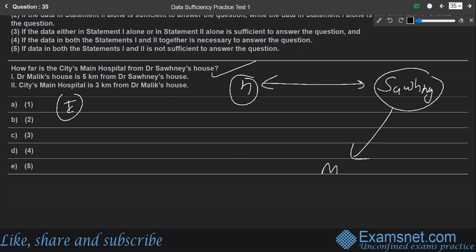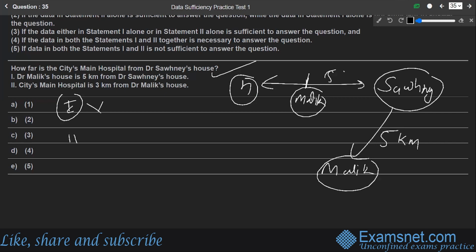Let's say Dr. Malik's house is here. So Dr. Malik's house is 5 kilometers from Dr. Sahni's house, because the direction is not given. They should tell whether Dr. Malik's house is in the same direction as the hospital and 5 kilometers away from Sahni's house. But that direction is not mentioned. So Malik's house can be anywhere. It can be here, it can be on the same path as well, but that is just a chance, not a sure thing. So clearly the data in the first statement is not sufficient to answer the question.